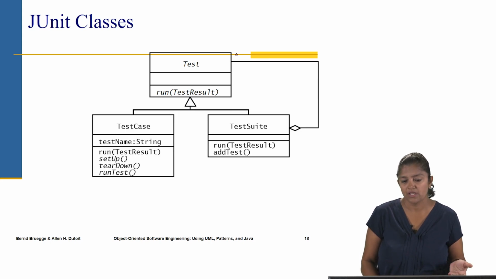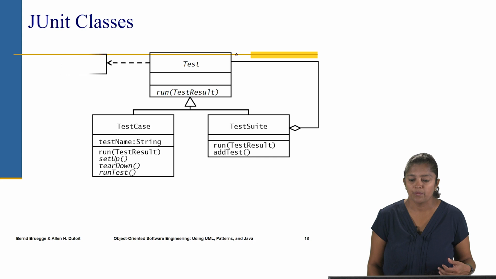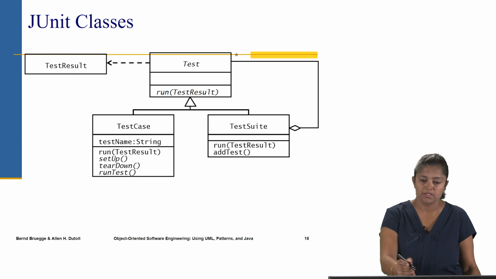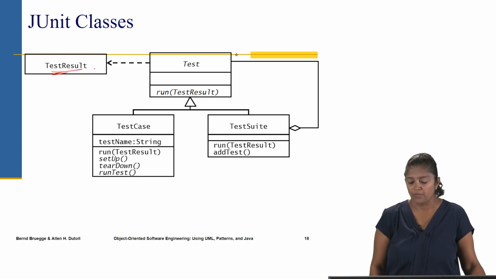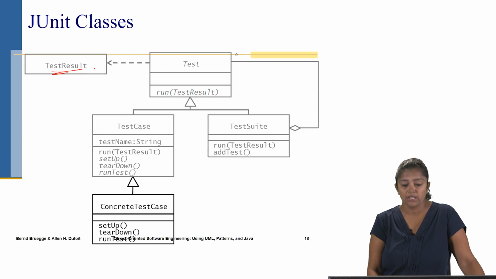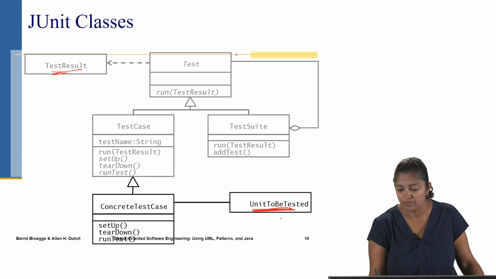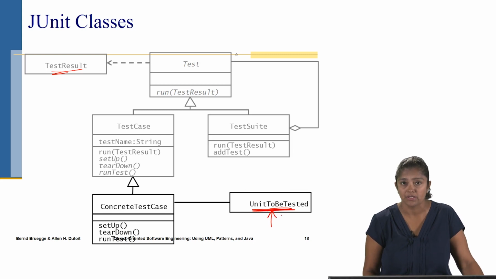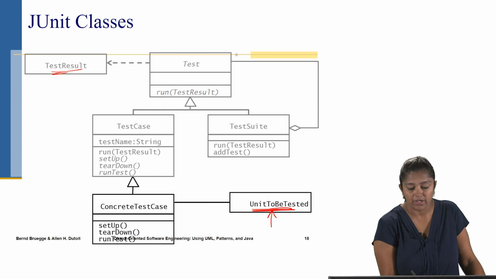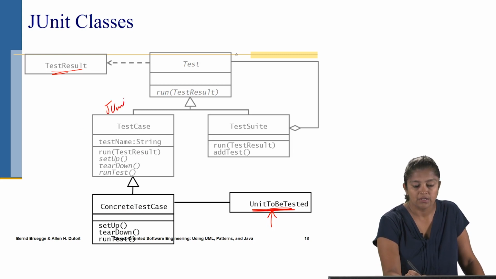There's a test class, and from that are derived test case and test suite. So they inherit from the test class. And then a test produces a test result. So the way it works is, say there is a unit to be tested. This is the unit that we just wrote, and it needs to be tested. So typically we come up with a concrete test case class, which is basically inherited from JUnit's test case.